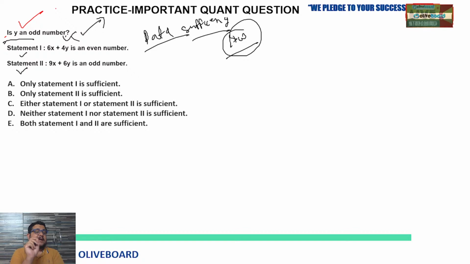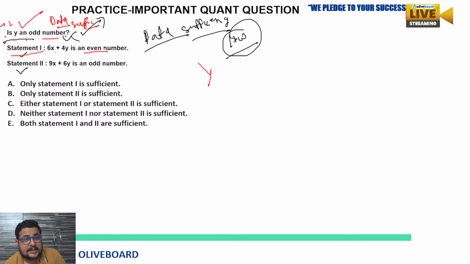Is y an odd number? What are they asking? See, is y an odd number? So we have to find out whether y is an odd number or not. So statement 1, this is based on what? Data sufficiency. First of all, the question is based on data sufficiency. Statement 1: 6x plus 4y is an even number.